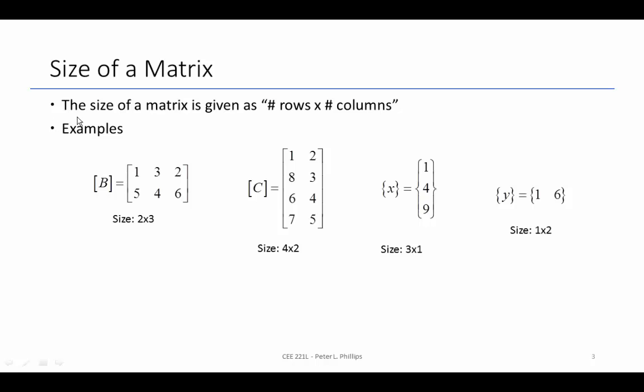So the size of a matrix is given as the number of rows by the number of columns. So the matrix B here has 2 rows and it has 3 columns. So we would say B is a 2 by 3. C here has 4 rows and 2 columns, so it's a 4 by 2. X is a column vector and it is a 3 by 1. And then Y is a row vector, so it has 1 row. It's a 1 by 2.